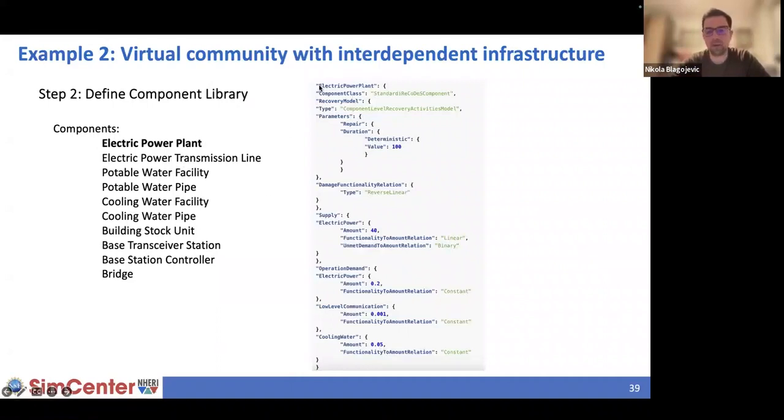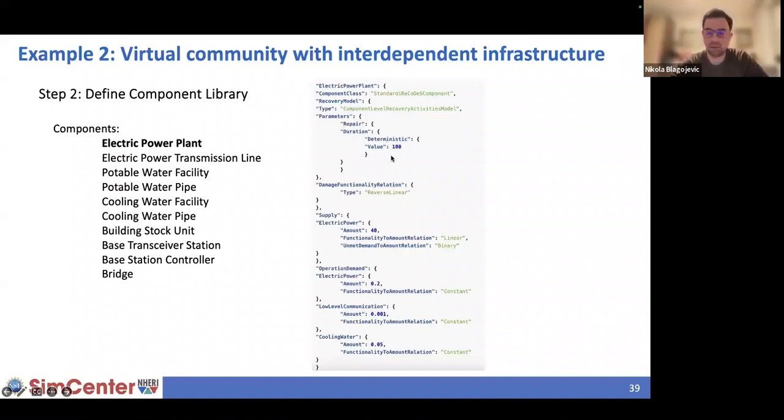So here you can see this is the name of the component. The component class is a standard iRe-CoDeS component, which is most often used. The recovery model, you can see the name of the class, and here you can see the parameters. Because we are not considering impeding factors, we jump immediately to repair. So we assume repair starts immediately after the disaster, which is a bit optimistic, but this is just a virtual example. So here you can see we have an activity called repair. Its duration is 100 time steps.